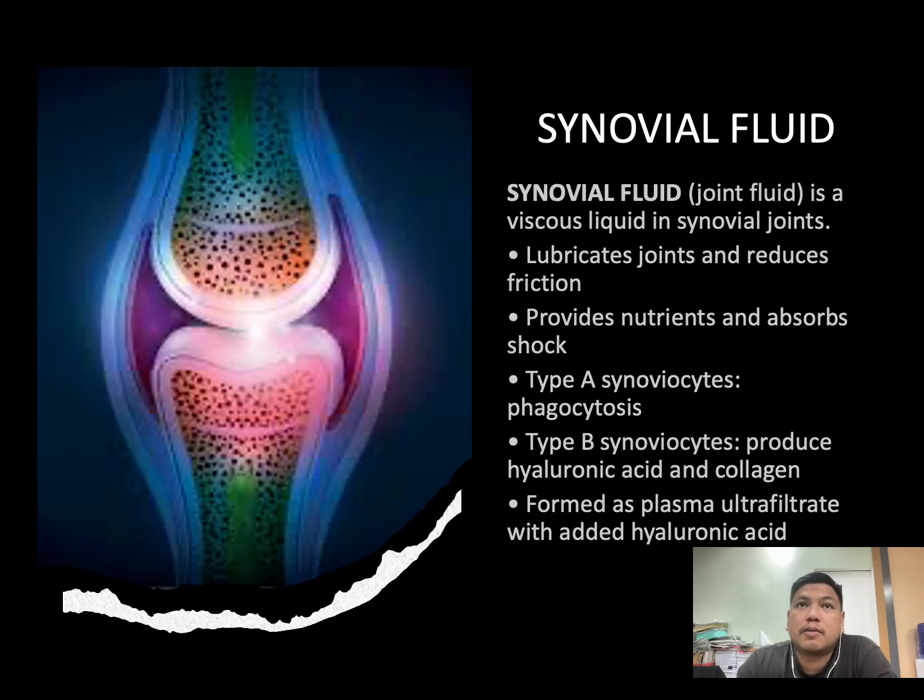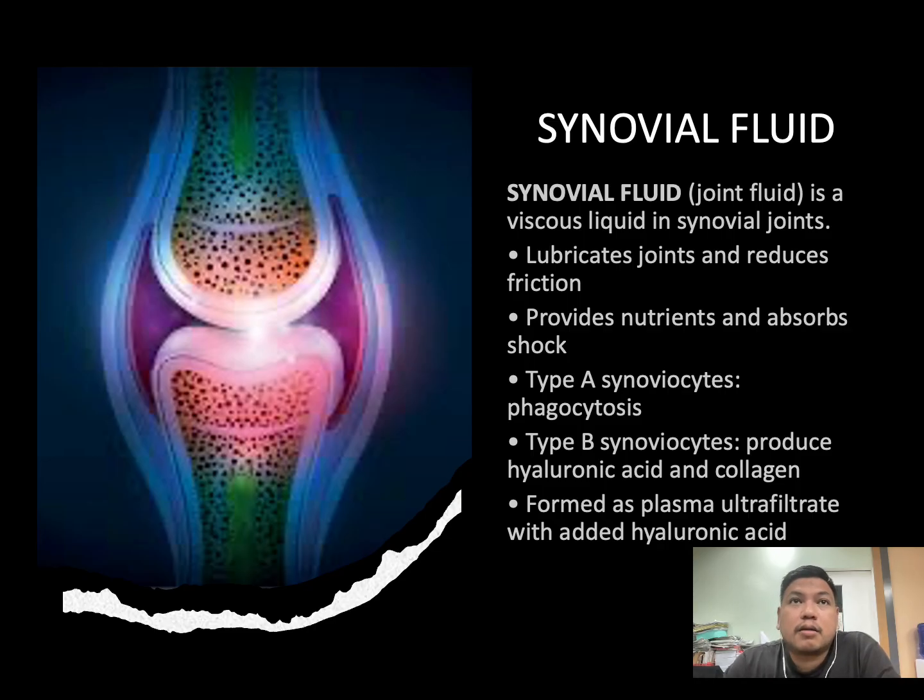Most of them happen with people with an active lifestyle, like athletes, too. So it also provides nutrients and absorbs shock. Type A synoviocytes are the phagocytes, and type B synoviocytes are the ones that produce hyaluronic acid and collagen. So it is formed as a plasma ultrafiltrate with added hyaluronic acid. Again, there are two types of synovial cells, also known as synoviocytes.